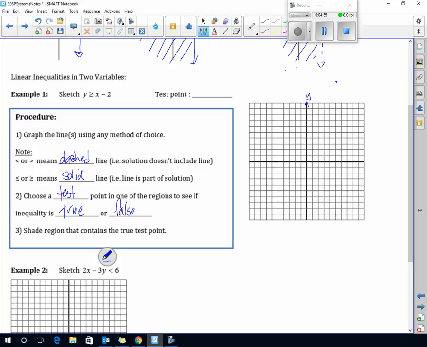Slope-intercept form. So you put a point on -2, and it has a slope of 1, so I'm going up 1 over 1. Does everybody see how I'm getting that line? I see a lot of blank faces here. Do I do a solid line or a dashed line? Solid. Why is it solid? Because it's got that equal sign.